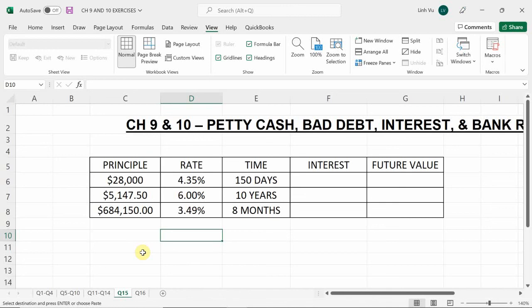I have $507.50 because I considered 150 days as 5 months. Okay, so 150 days is 5 months, right? Because we know that 30 days is equivalent to 1 month, right? So 150 days is going to be 5 months, okay?